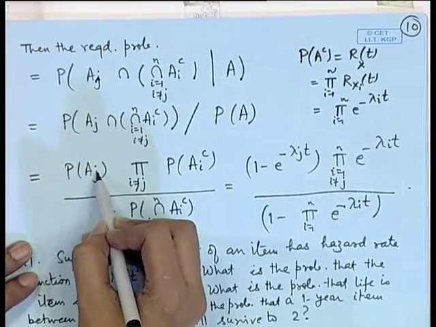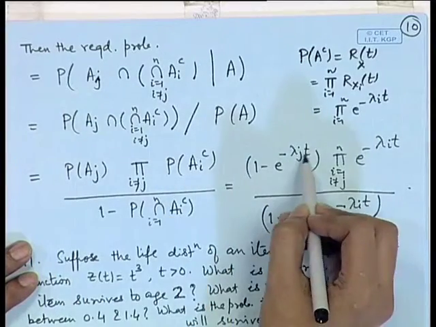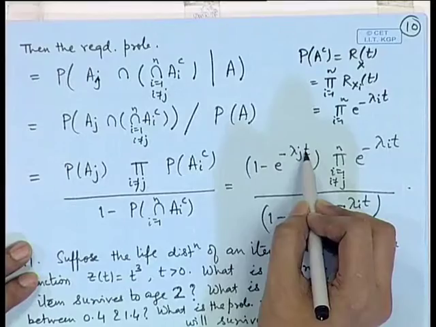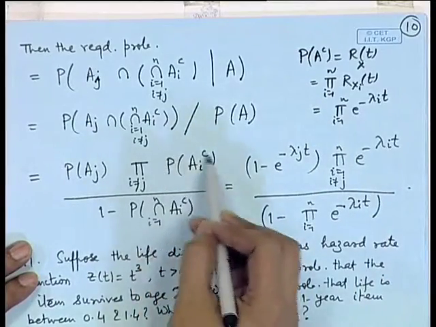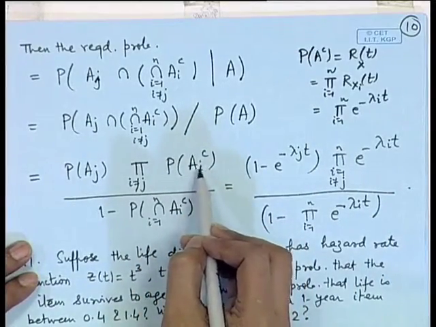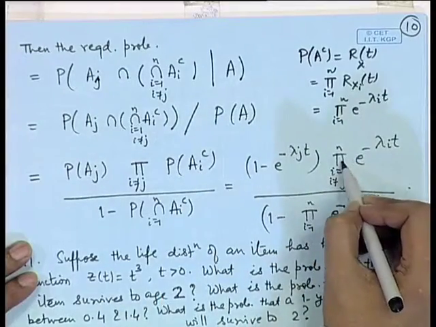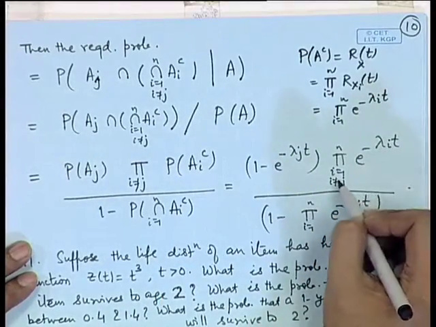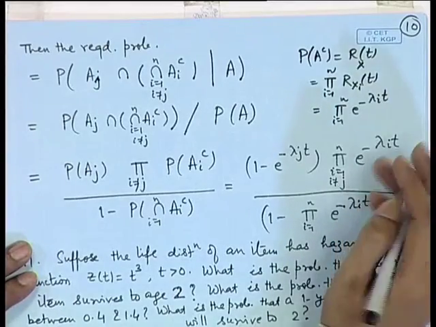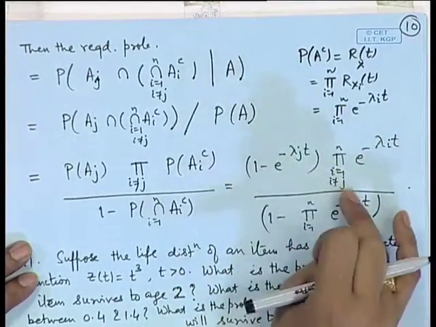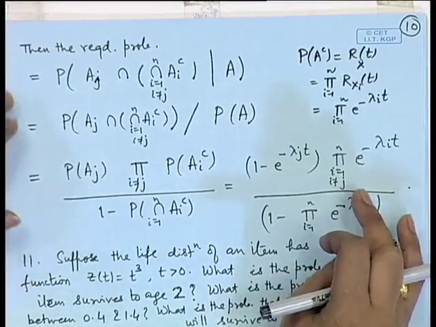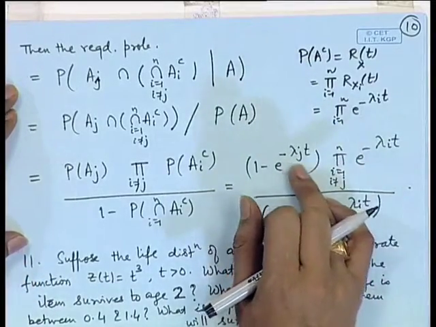In the numerator, probability of A_j, that the jth component fails before time t, is 1 minus e to the power minus lambda_j t, and here we have the reliabilities of all other components except the jth component. So it is the product of e to the power minus lambda_i t, where i is not equal to j. This denotes the conditional probability that the failure is caused by component j alone. That means the system has failed, that we know. What is the conditional probability that the failure was caused by the jth component?